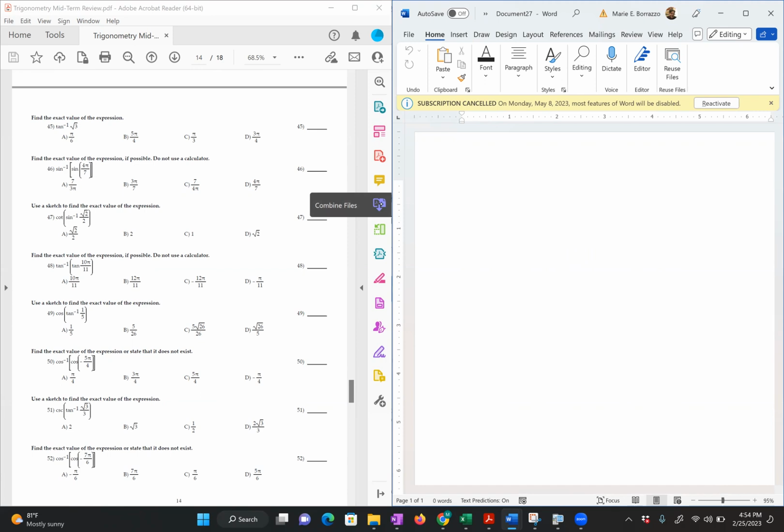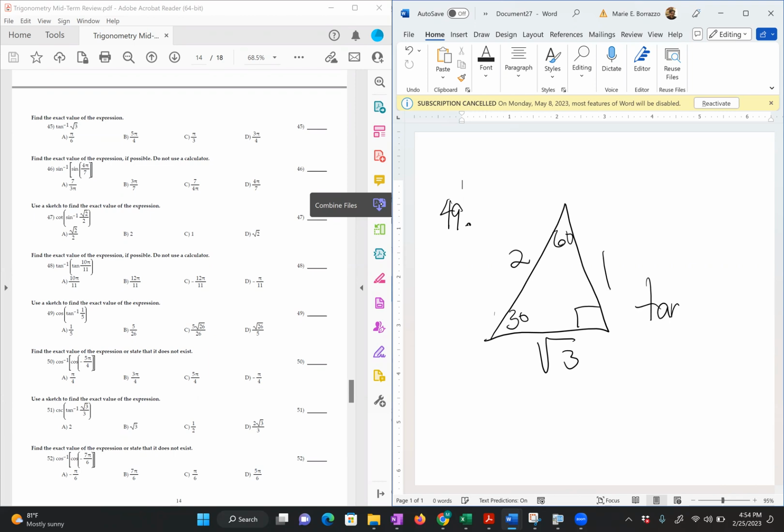Okay, so number 45. You should already know the basic 30, 60, 90 triangle. So let's say this is 60 and this is 30. We know this is 1, we know this is square root of 3, and we know this is 2. Okay, so technically, they're asking for the tan inverse of square root of 3.